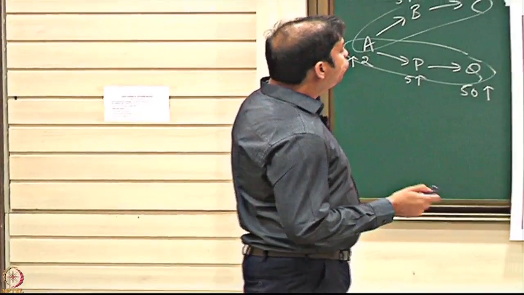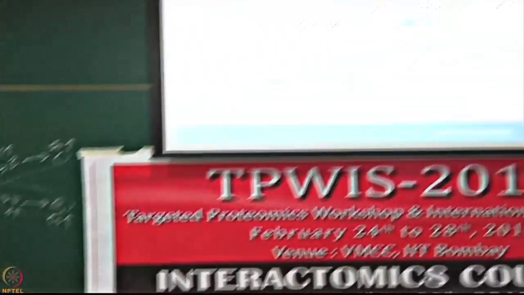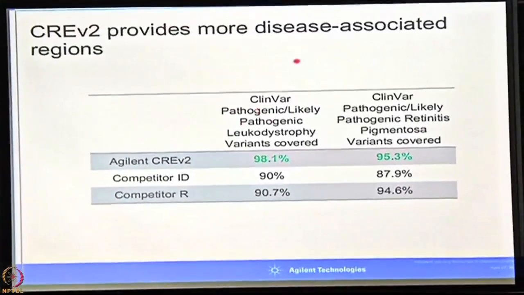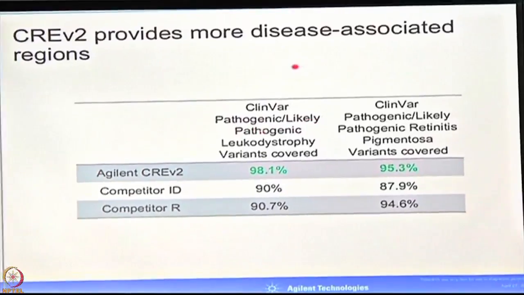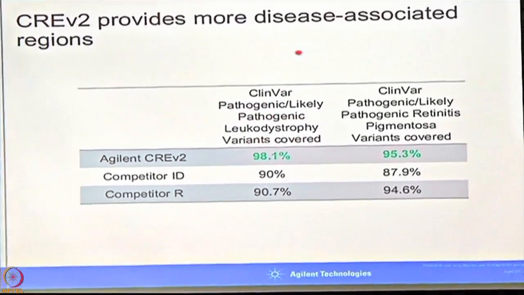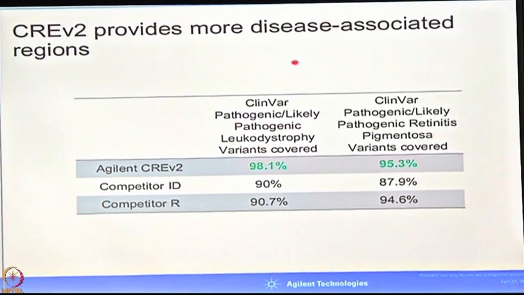So overall, in the clinical research panel, we cover all the ClinVar pathogenic regions, and mostly about 98% of regions are covered. Others have low coverage.